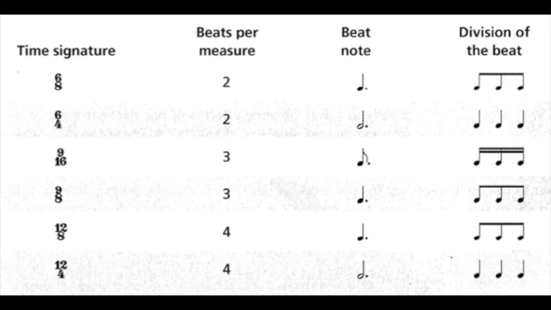6/4 very similarly still has only 2 beats per measure, but this time the quarter note is the division of the beat. In 9/16 we have 3 beats per measure, and with the 16 on the bottom, we know that the 16th note is the division of the beat. With 12/8, once again 12 divided by 3 is 4. And we know from seeing that 8 on the bottom that the 8th note is the division of the beat.